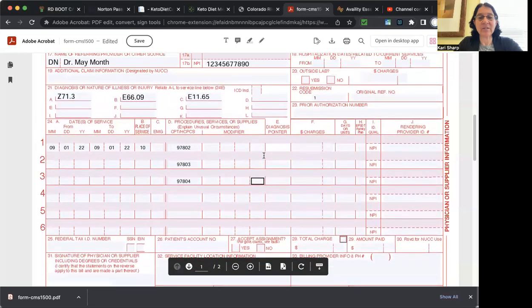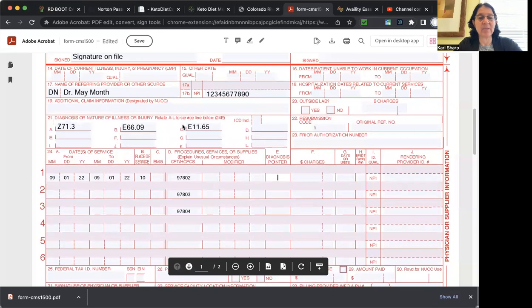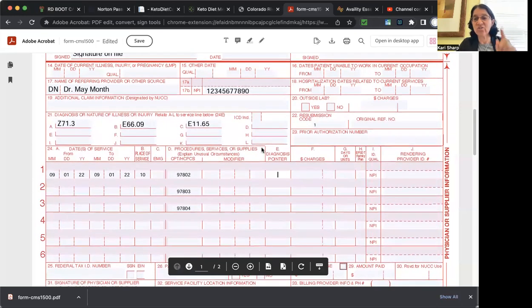Diagnosis pointer, this is an interesting one. So you've got A, B, C. This patient, we decided, oh, they have 3 diagnoses. Usually you just submit one. So on claims for Medicare, you would put A, B, and C if you filled out this one. But most of the time, when you see the digital version, it's actually numbers. It's 1, 2, and 3, like diagnosis 1, 2, 3. So it refers to these diagnoses.